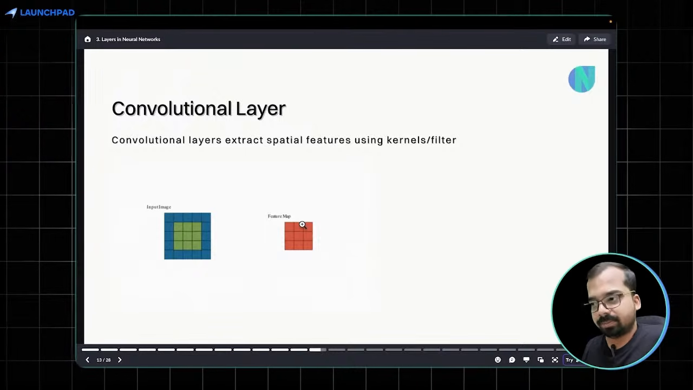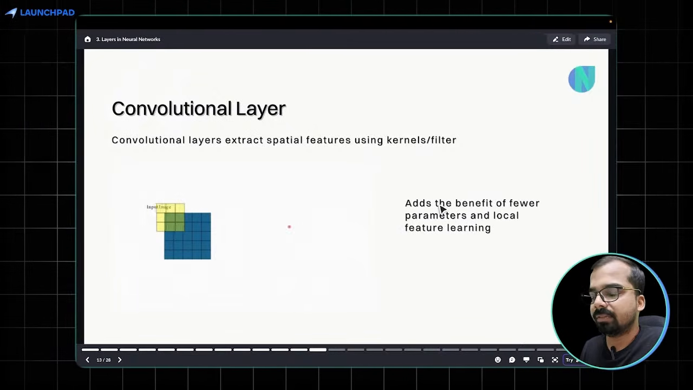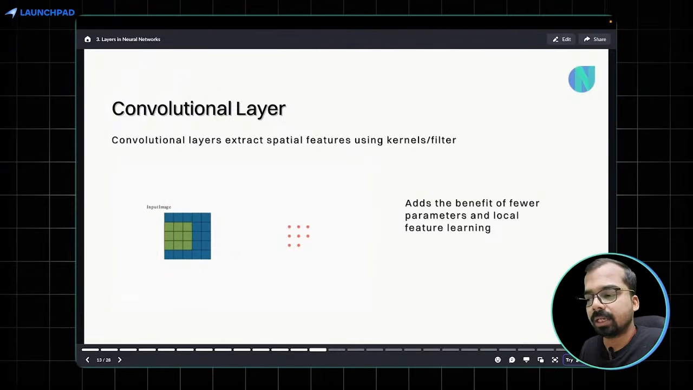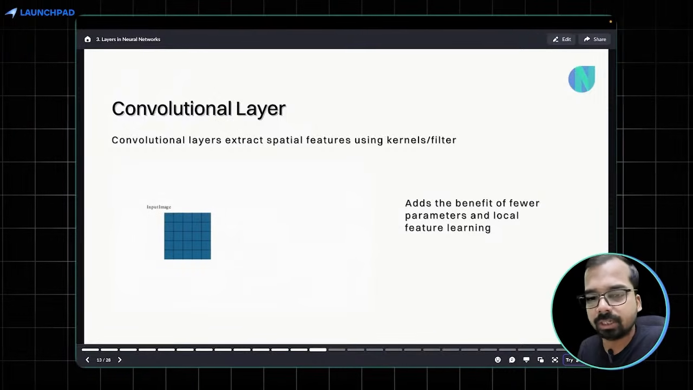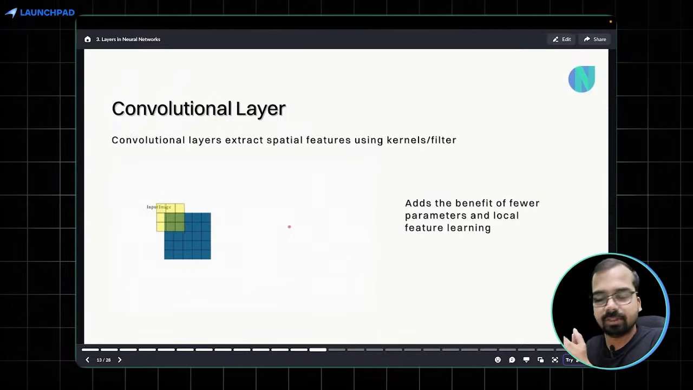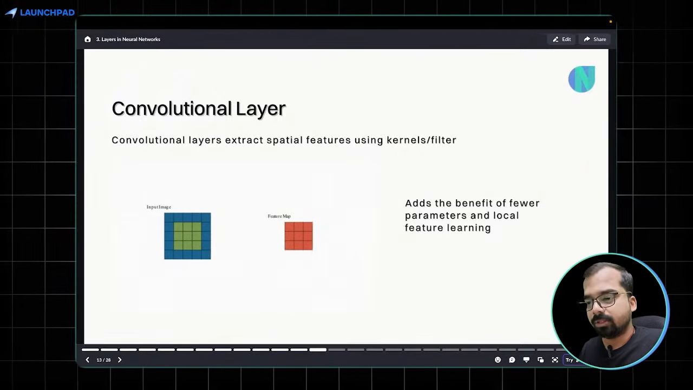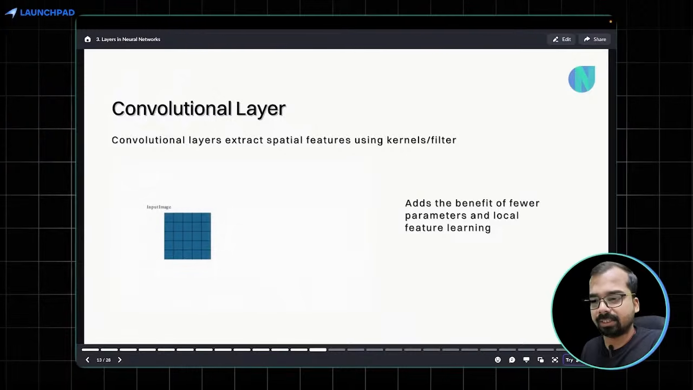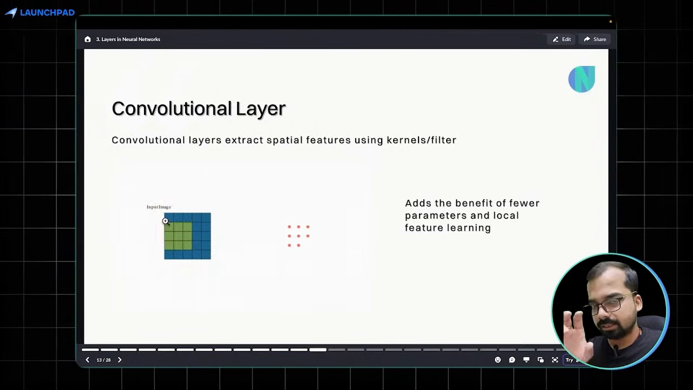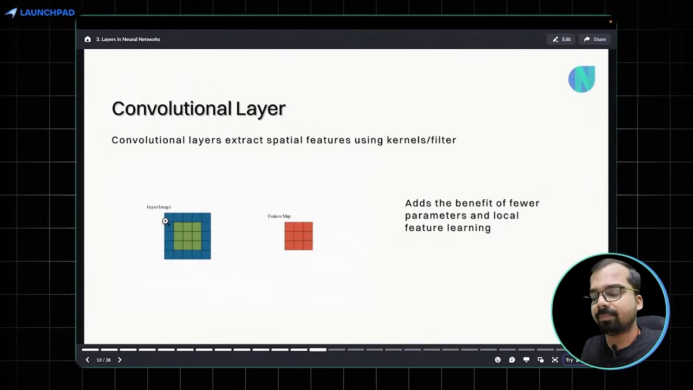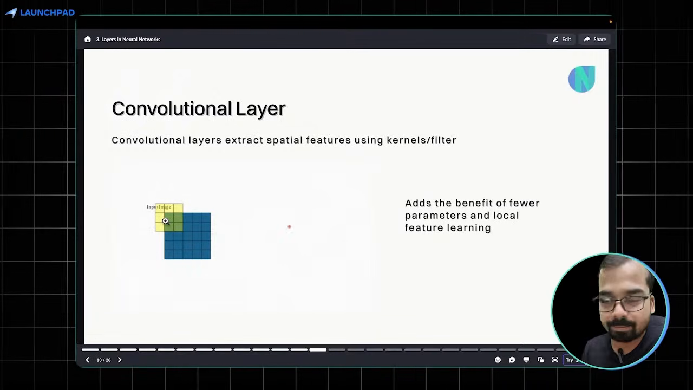Convolutional layers extract spatial features, and they also add the benefit of fewer parameters. If we don't use a convolutional layer and use normal neural networks on images, the number of parameters will be quite high. But because the same kernel, the same matrix that you see, is passed through the entire image, we are saving on the number of parameters.